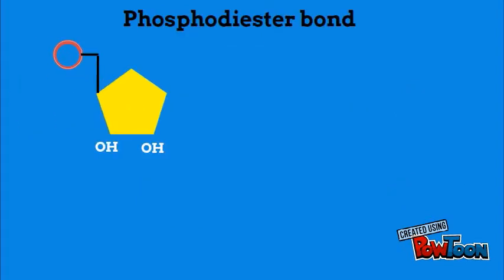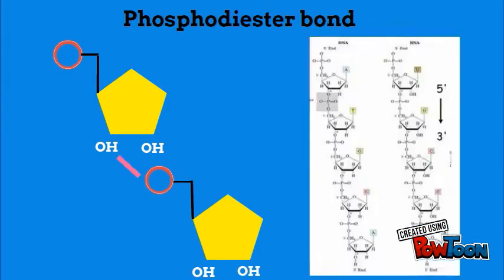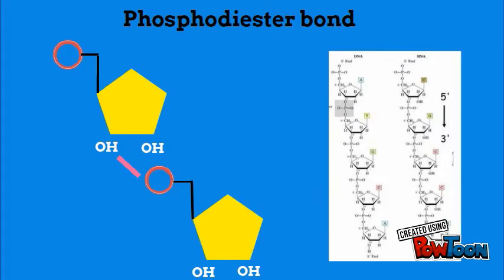The phosphodiester bond that forms the backbone of the DNA structure is between the OH group at the third carbon of one nucleotide and the phosphate group at the fifth carbon on the other nucleotide. This results in a slightly skewed structure of DNA and RNA.